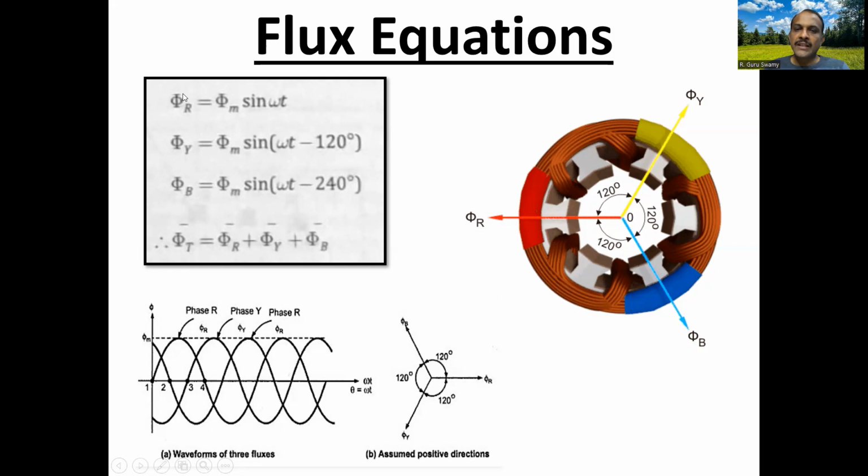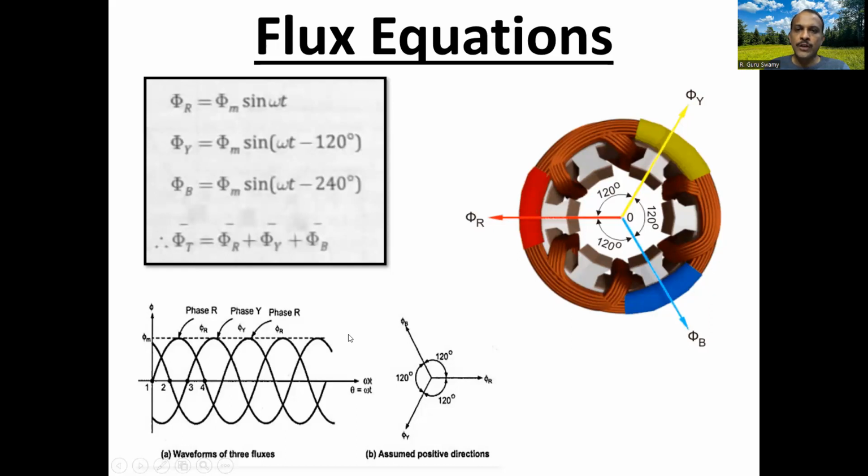The equations for the three-phase waveform are phi R is equal to phi m sine omega t, phi Y is equal to phi m sine (omega t minus 120 degrees), phi B is equal to phi m sine (omega t minus 240 degrees), or it is written as plus 120 degrees. You can see they are equal in magnitude but displaced by 120 degrees, which is written in the form of a polar wave like this: phi R, phi Y, and phi B.